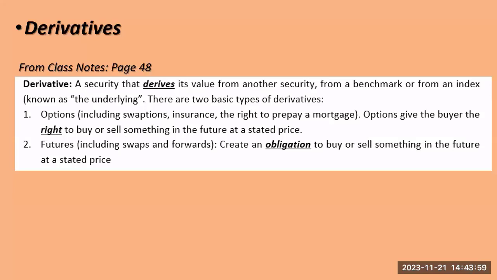Options include swaptions. If you take my risk management class, we'll talk about swaptions and swaps. Your auto insurance is an option. Your right to prepay your mortgage early is an option. An option gives the buyer the right to do something at some future stated price. So auto insurance: you have the option to sell your car to your insurance company at its adjusted cash value.